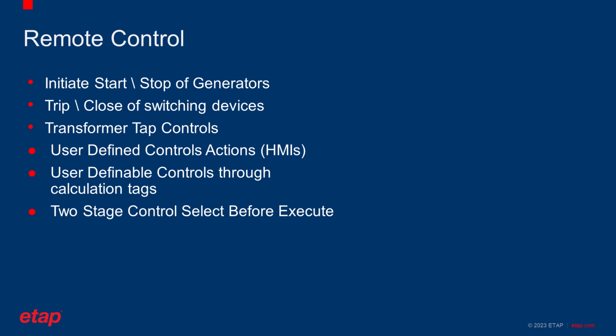You can have user-defined control actions. In other words, you can create control actions that are based on different operating conditions. You can do user-definable controls through calculation tags, which means that under certain conditions, you can actually initiate controls. There are also options to select the type of control, so you can have a two-stage select before operate system, or actually just press a button and send a control command.